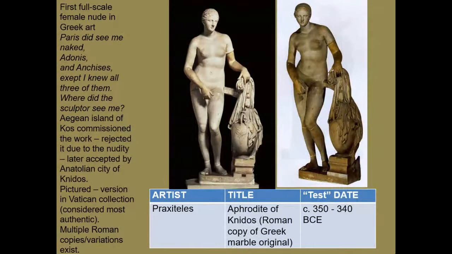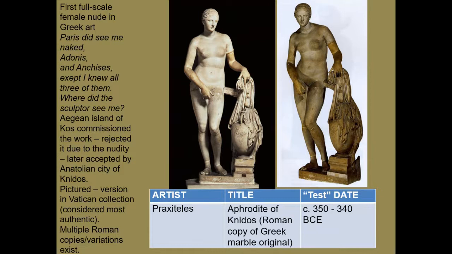We do start to see more female figures nude, and especially if they are depictions of goddesses, as is this case, the Aphrodite of Knidos. Again, she is a Roman copy, but you see she has all of the qualities that we have come to expect of Greek art. She is in a contrapposto pose with a very pronounced S curve.